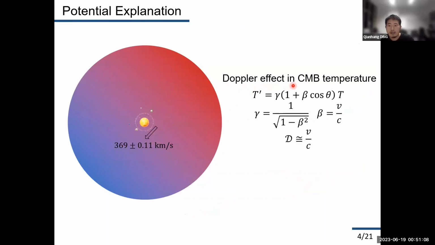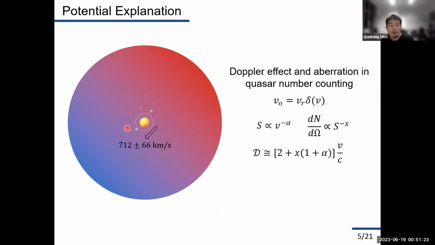With the Doppler effect in CMB temperature, we can find the amplitude of the dipole is proportional to the peculiar velocity of the solar system, which is around 369 kilometers per second. Also, we can use this Doppler motion of the solar system to explain the observed quasar number counting dipole. We find that the amplitude of the dipole is still proportional to the velocity of our solar system, and it gives a velocity around 700 kilometers per second.